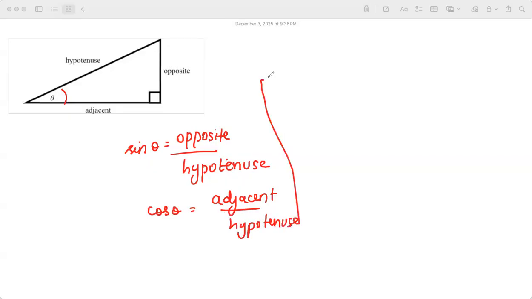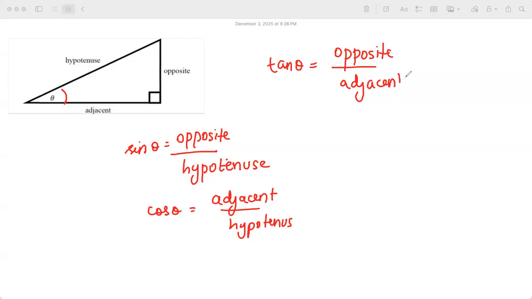Tan theta equal to opposite by adjacent. Lopa, do you remember this or you forgot this? So basically, I kind of remember this, yeah. Remember that? Okay.